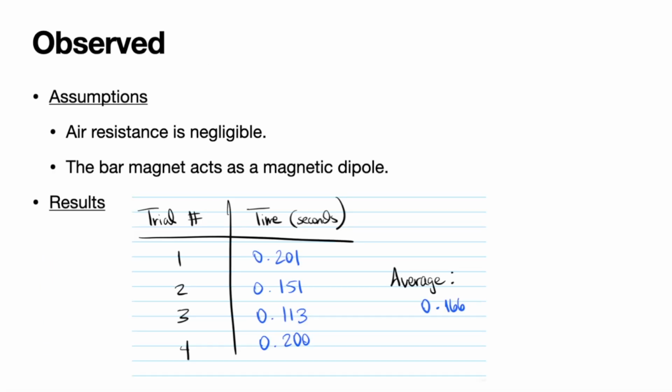Then observed when actually completing this portion of the experiment. This was the data that I collected from the 4 trials. And then the average value is just the average of the data from those 4 trials.